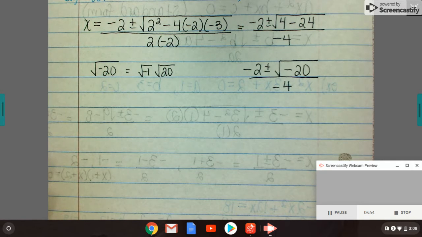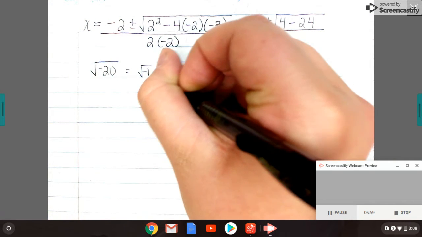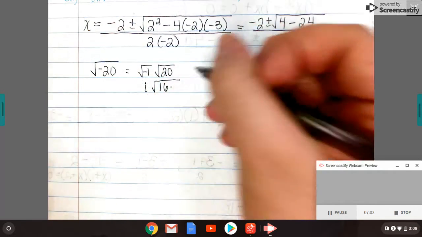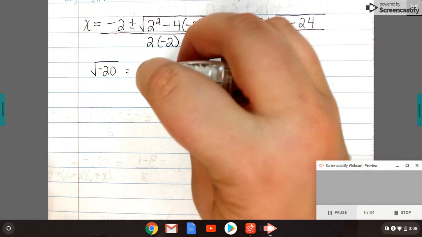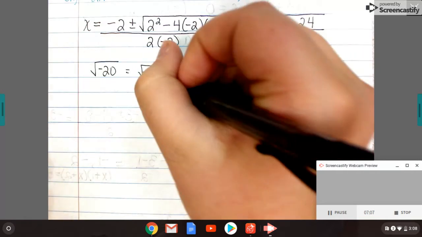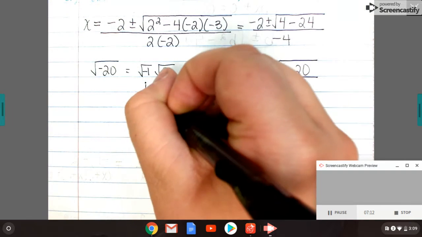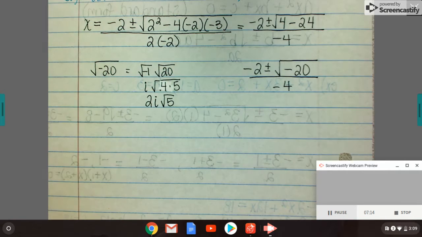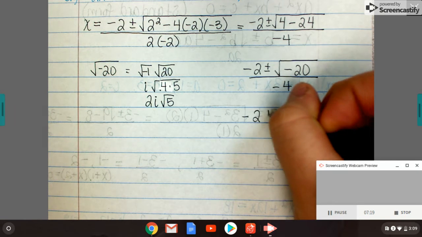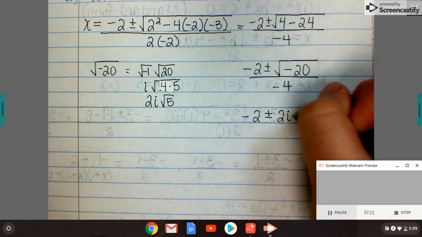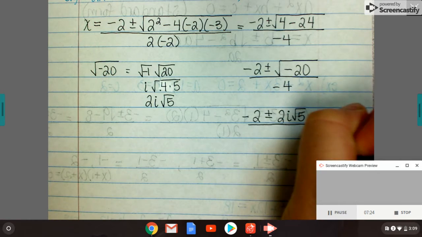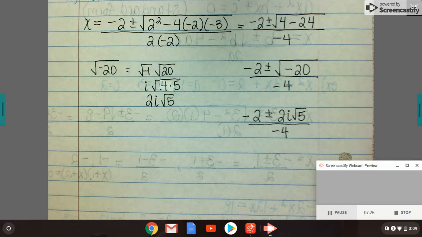That way I can use my complex number I, my imaginary number I. And then let's make my square root of 20 be not 16. How about 4 times 5? Now square root of 4 is 2, so I'll have 2I root 5. So we'll put that in place for our root 20, or root -20. All right, -2 plus or minus 2I root 5 all over -4.